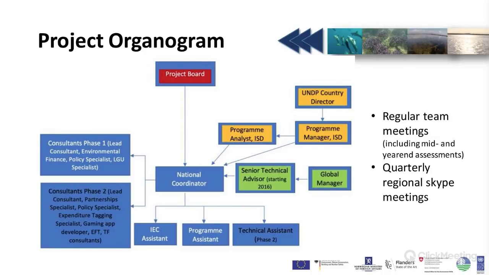This slide shows the reporting channels of BioFin to the project board, to the UNDP country office, and to the global team. The project team is very lean. In Phase 1, we were only 3 full-time staff with 4 consultants. And for Phase 2, we added 1 full-time staff and are looking at 7 to 8 consultants. We hold regular team meetings and participate in the quarterly regional Skype meetings organized by the global team.